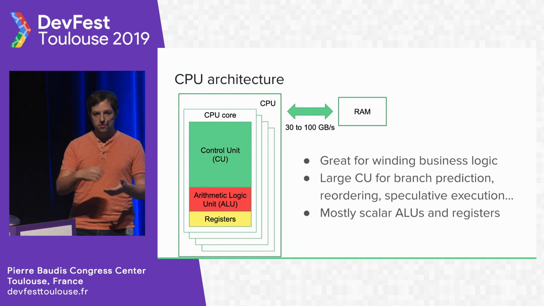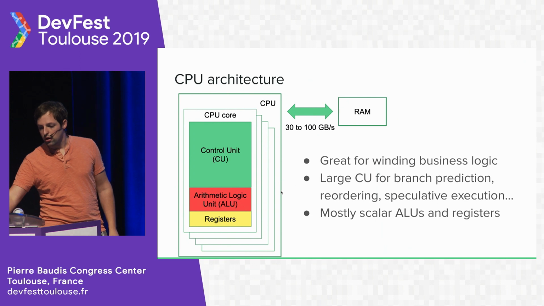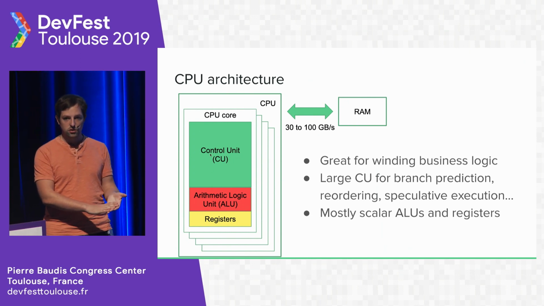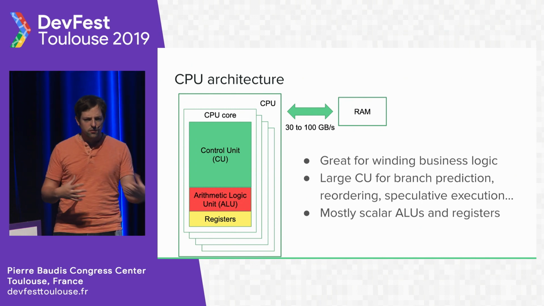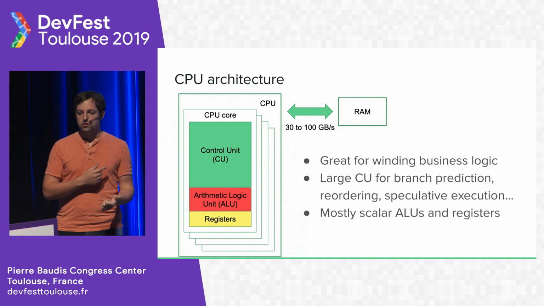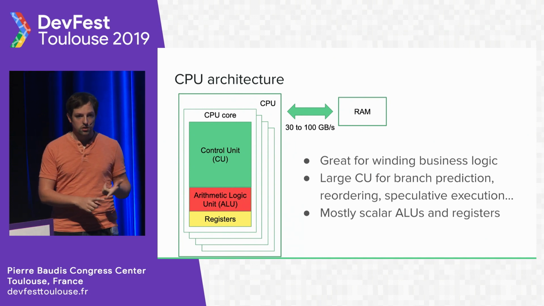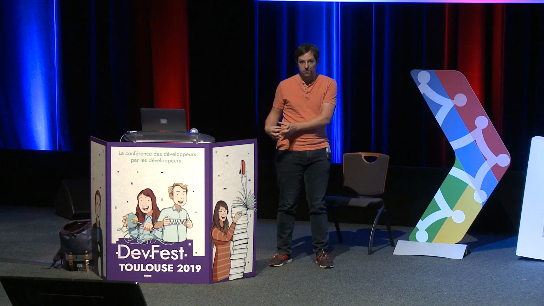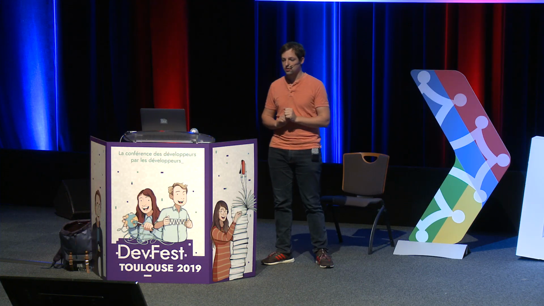For example, if we open a CPU core, what we see inside is first a very large control unit. This is the part of the CPU that selects the instruction to execute. And it does a lot of things to try to be faster in the serial stream of instructions. It does branch prediction, reordering, register renaming, speculative execution was a fun one recently. So there's this large control unit, and there's a reasonably small arithmetic and logic unit that actually does the computation. This is a small part of the CPU, and it goes along with the registers.